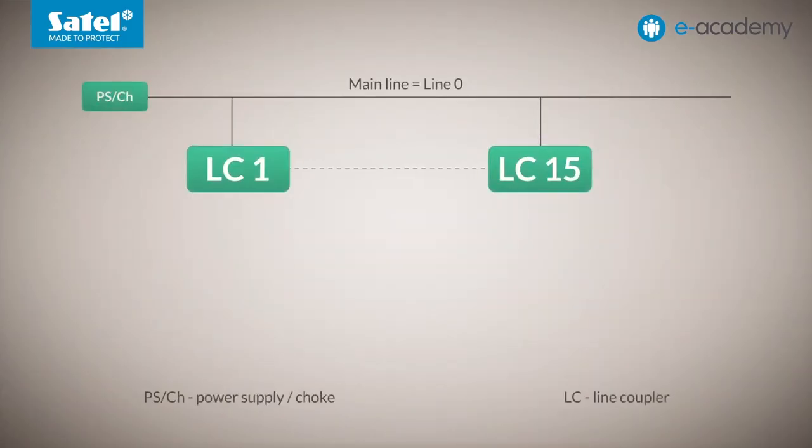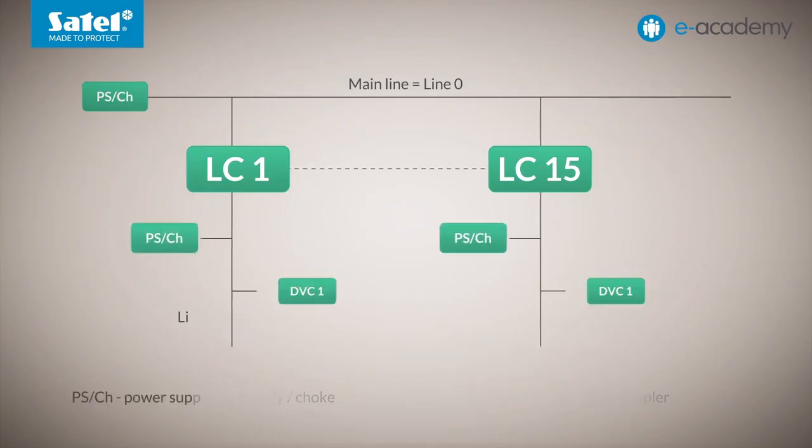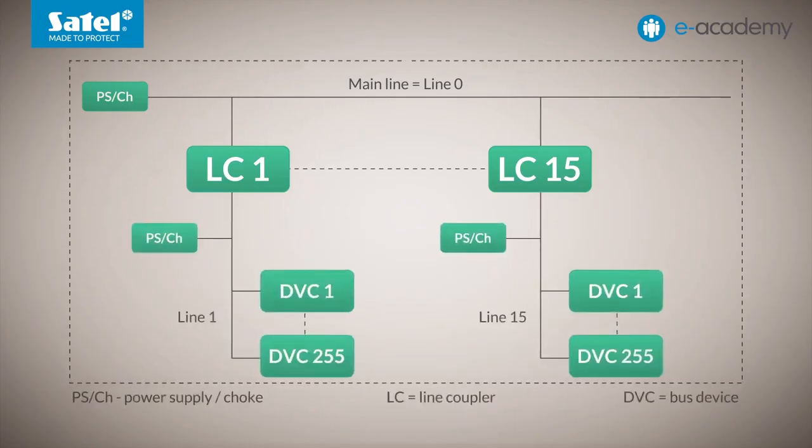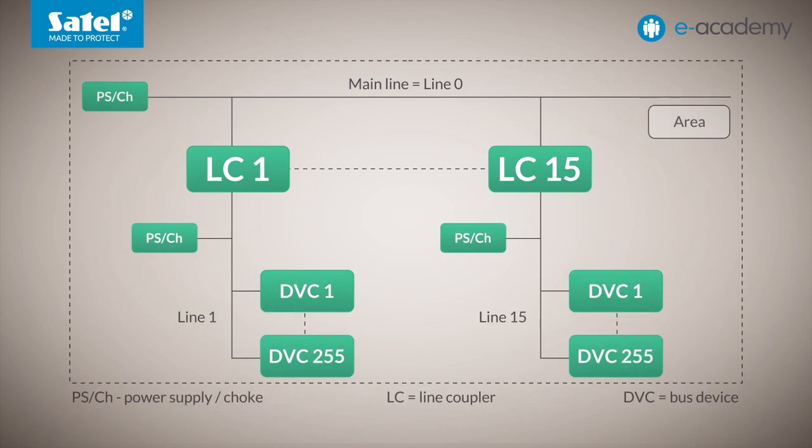So-called line couplers are used for this. The structure created in this way, containing the main line and no more than 15 secondary lines coupled to it, is called an area. A maximum of 255 devices can be installed in each of the secondary lines. The primary line, on the other hand, can have one more device, in total 256. However, the number of all line couplers operating in an area must be deducted. The maximum number of these is 15.